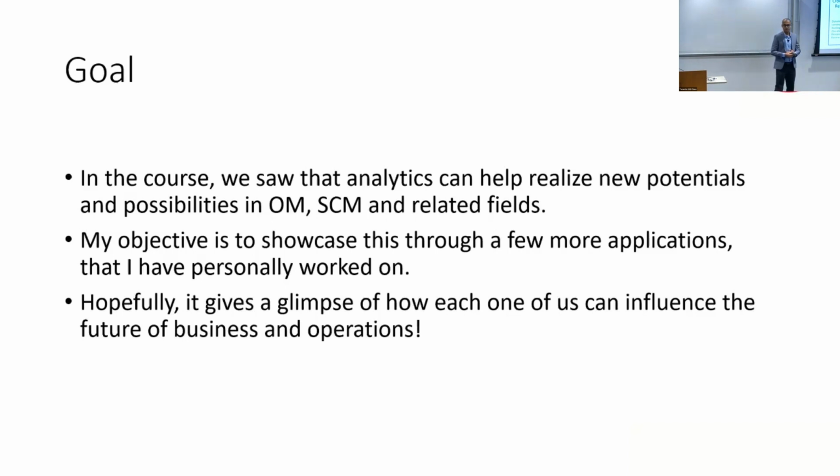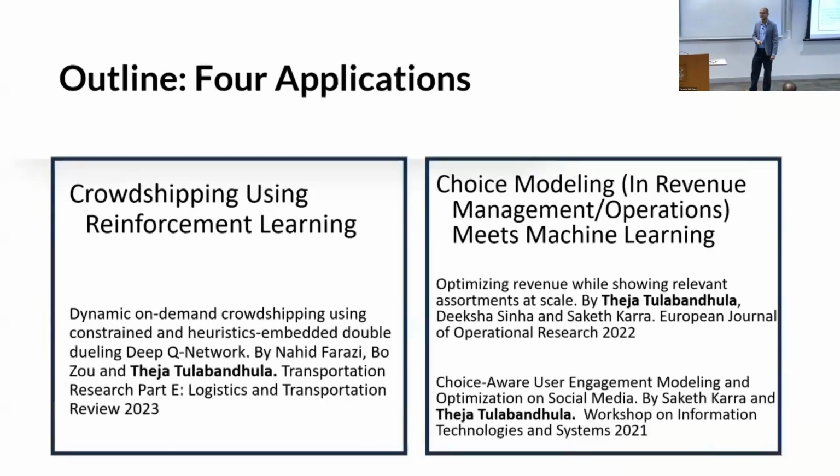There are going to be 4 applications that I'll try to cover. The first one is related to crowd shipping in transportation. I'll discuss what crowd shipping is in a second. It uses a particular tool in the field of machine learning called reinforcement learning. Reinforcement learning is about decision making, how to make good decisions, and that's the analytics tool that will be used to do well in this crowd shipping problem.